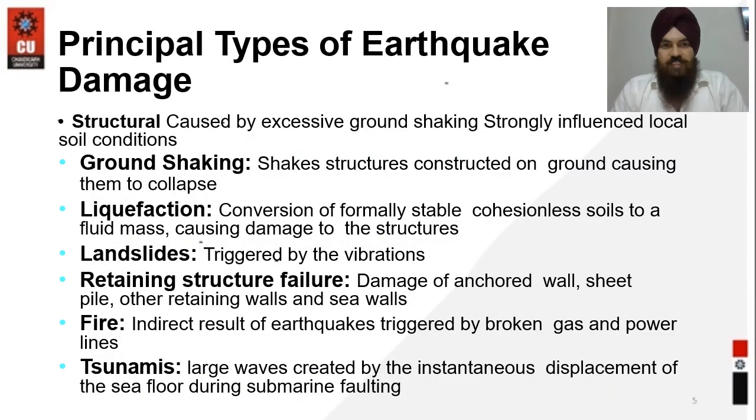Here comes the next topic, principal types of earthquake damages. There are basically two types of damages. The first category is the direct damages because of earthquake, and the second is the indirect damages. In the direct damages, we have structural damage, which is caused by excessive ground shaking, strongly influenced by local conditions. Ground shaking shakes the structures constructed on the ground, causing them to collapse.